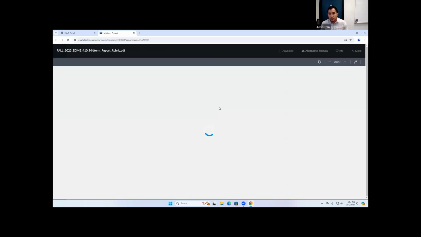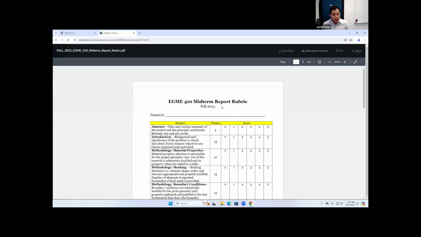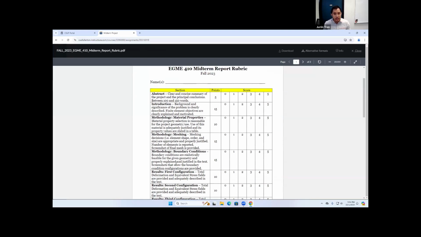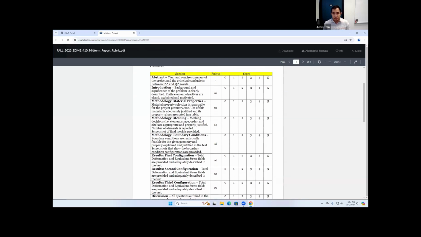Again, this is the rubric from last year, but I don't expect I'm going to make any changes to this. The rubric is going to go section by section of your report. There's going to be an abstract, and if you've never written an abstract for a report before, I always consider it to be like an elevator pitch summary of your entire report. So tell me what the project objective is, a little bit of the methodology that you're covering, and a little bit on your results. It's a very, very concise summary.